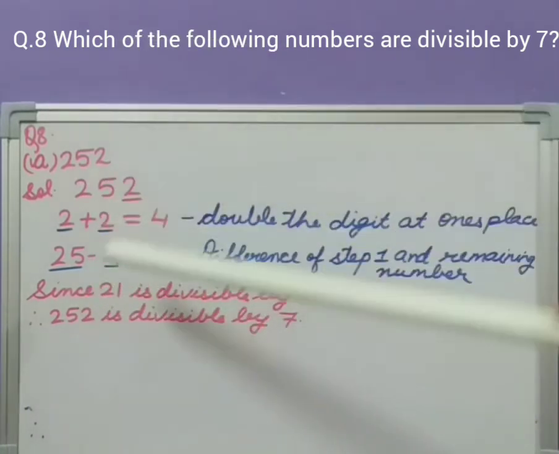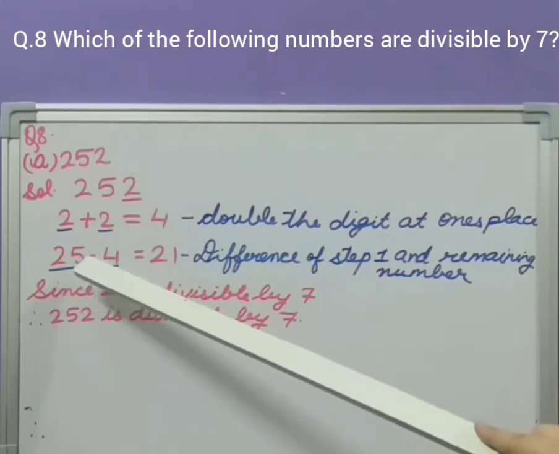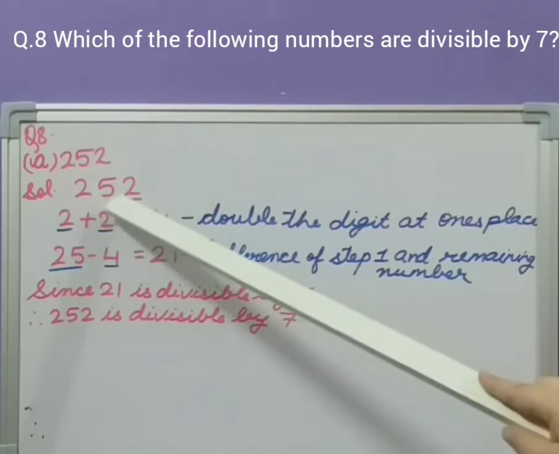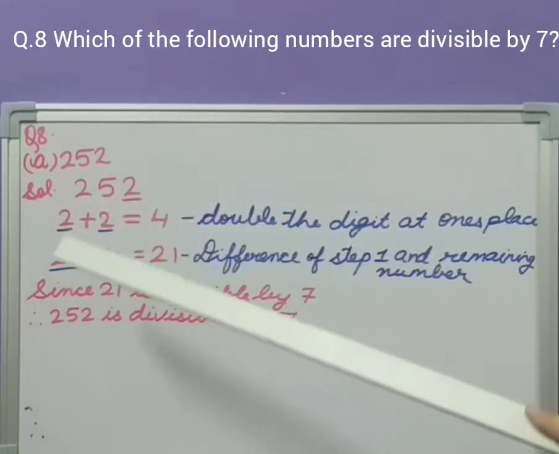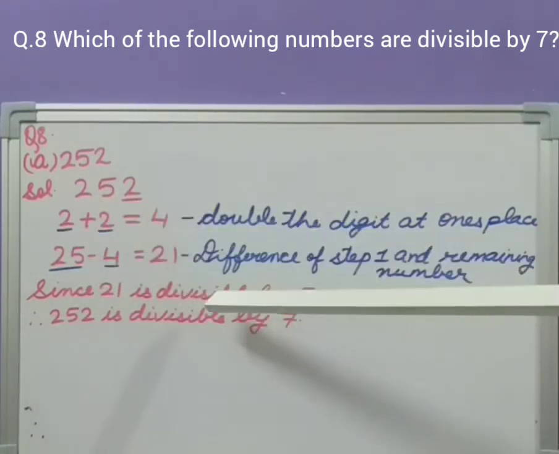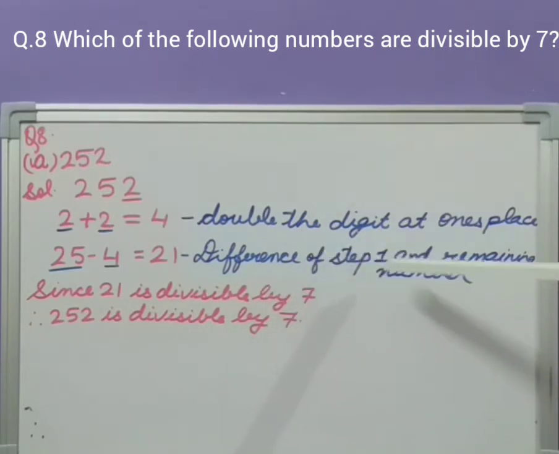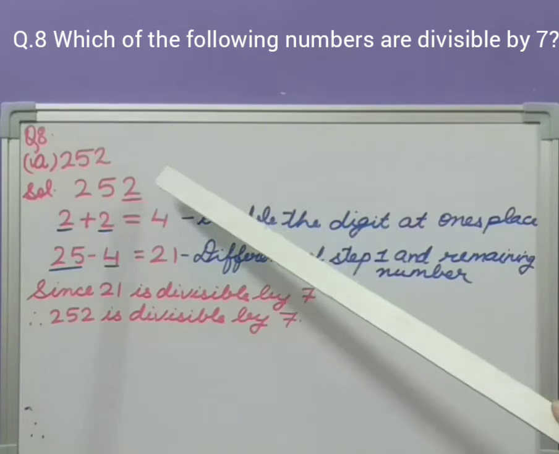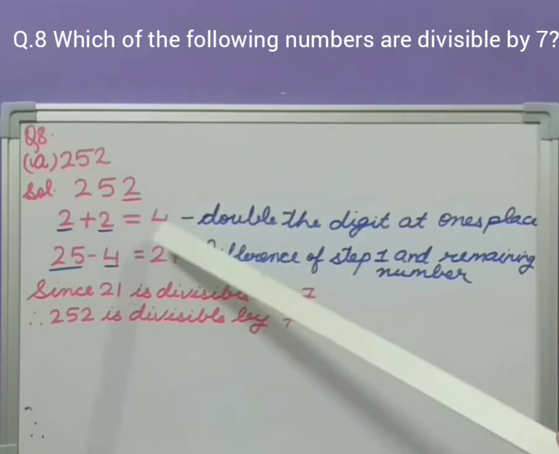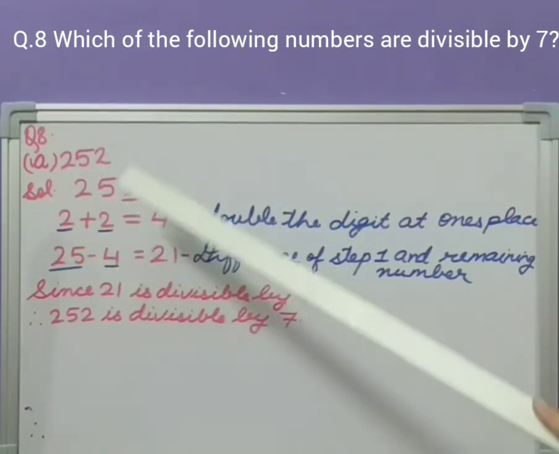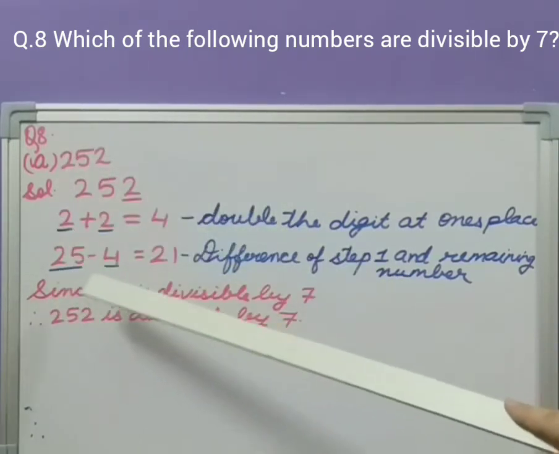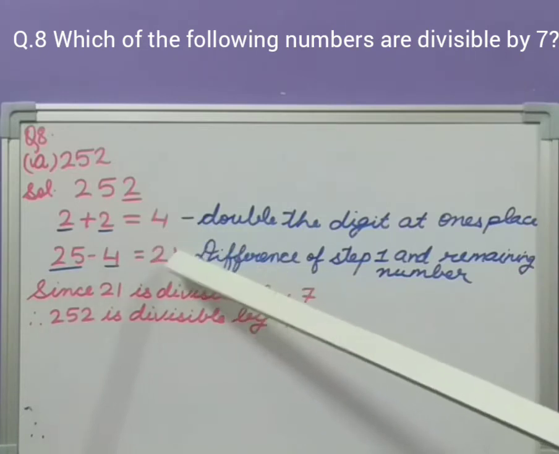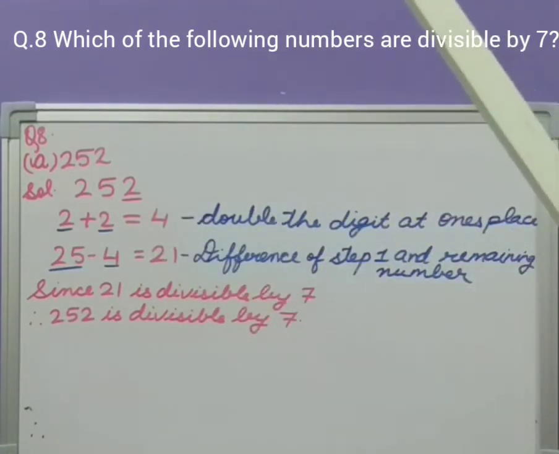Now from where did we get this 25? 25 is the remaining number left after the ones place. So the second step is the difference of step 1 and the remaining number. We have doubled the ones place to get 4, and the remaining is 25. So 25 minus 4 gives us 21.